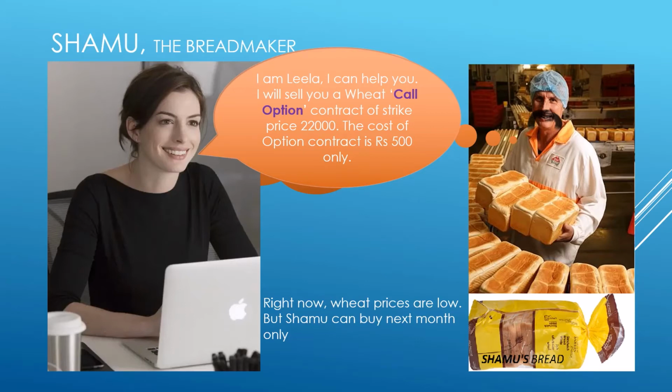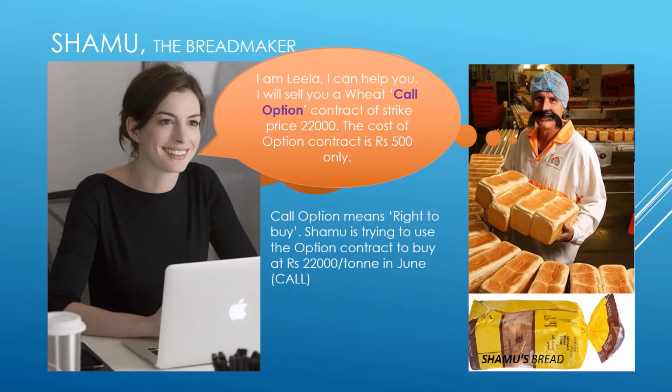Another person comes into the picture, Leela. Leela says she can help Shamu. Leela says, I'll sell you a wheat call option contract of strike price 22,000. The cost of the option contract is rupees 500 only. Sounds like a good deal. Well, call option means right to buy. Shamu is trying to use the option contract to buy wheat at rupees 22,000 per ton in June. This is a call option.